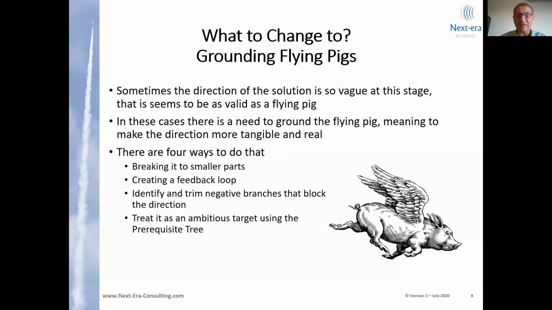Sometimes this direction seems to be impossible because it carries too many negatives with it. So we will try to understand those negatives and trim them to make the solution more tangible. And sometimes it looks impossible just because it seems to be so big and so difficult. And then we will use a process in theory of constraints, which is called the ambitious target, which is using a tool called prerequisite tree. And again, we will review those tools in the next parts of this program.